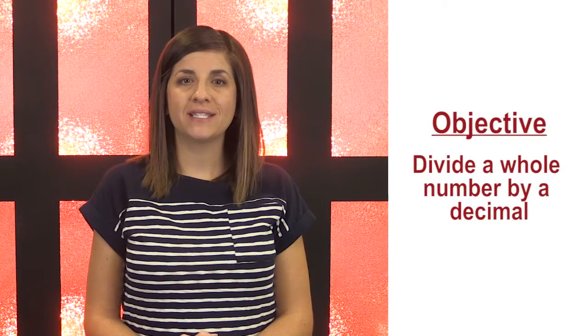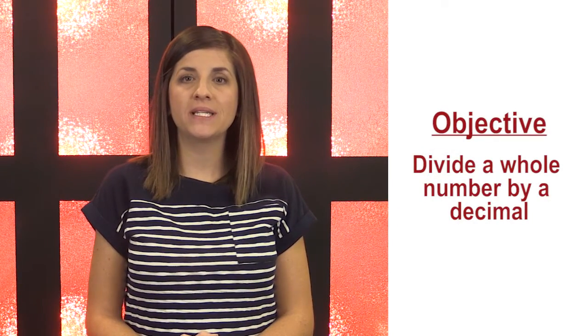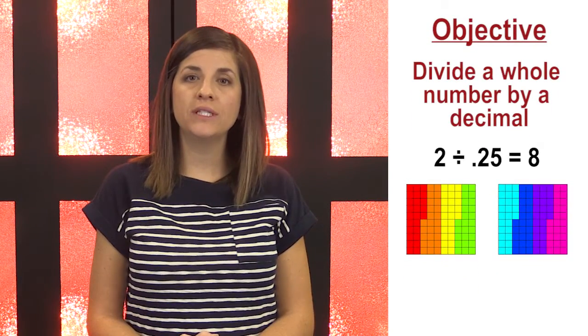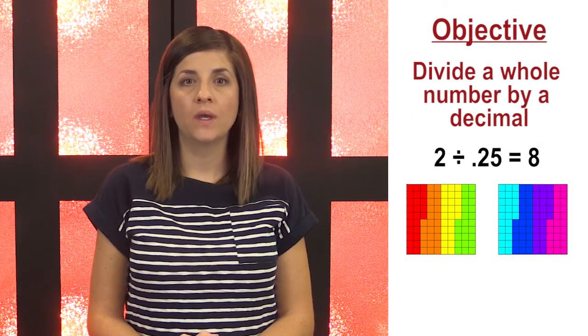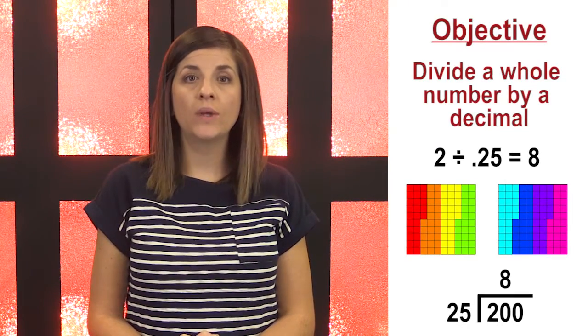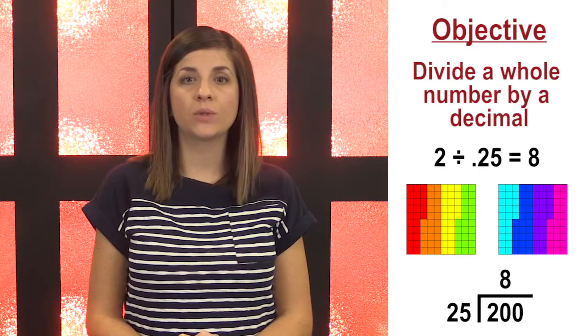The objective of this lesson was to divide a whole number by a decimal, and we met this objective by using the hundred grid to visually divide whole numbers by decimals. We also explored how, thinking of whole numbers in terms of decimals, we can move our decimal point to make a simpler division problem.